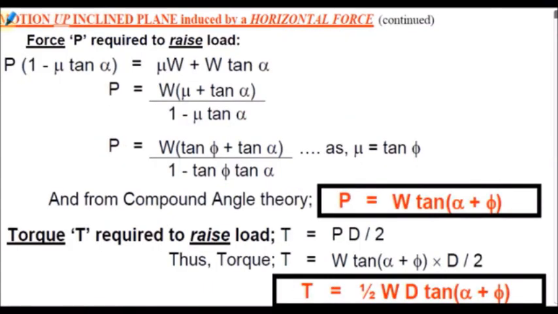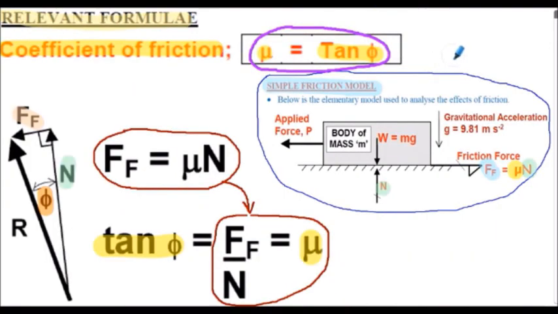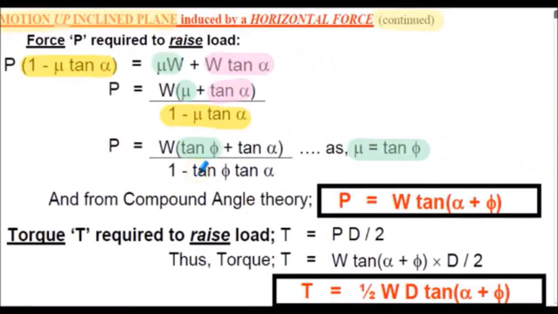Motion up the inclined plane continued. I just repeated this line for convenience from the previous slide. On the next line we divided throughout by 1 minus mu tan alpha, and we factorised the numerator on weight force W. On the next line we replaced the mu with tan phi. We proved the relationship mu is equal to tan phi on a previous slide, shown here on this slide. And we've also replaced the mu in the denominator with tan phi, shown here.